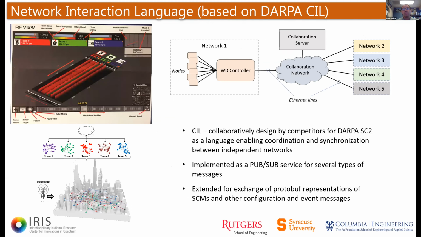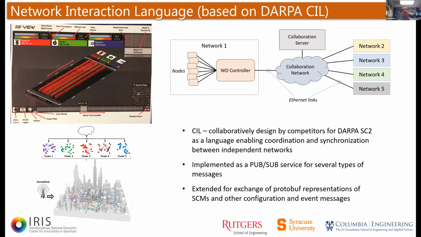The other component that was quite important in building the platform for evaluation was the network interaction language, something that was heavily used during the DARPA Spectrum Collaboration Challenge that we participated in. A very interesting aspect of that component was that it was designed and developed by competitors in the Spectrum Challenge, as a language used for coordination between these competing or collaborating networks in the challenge itself.